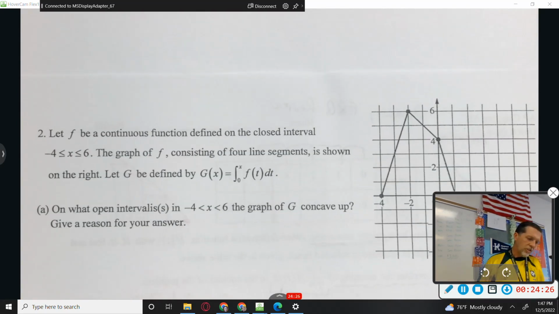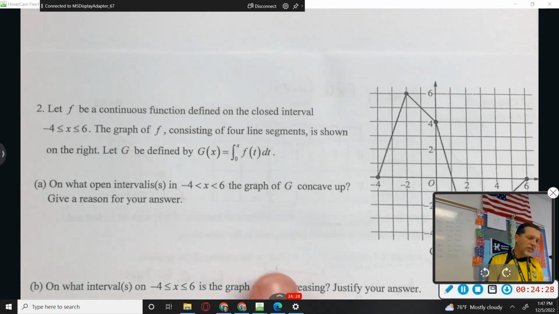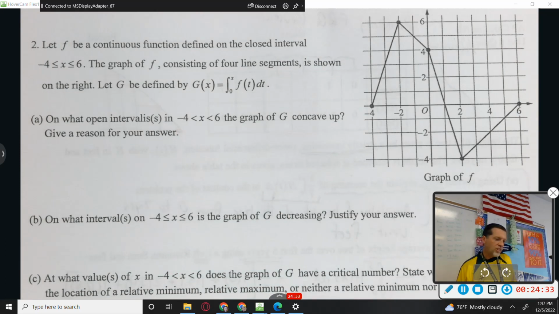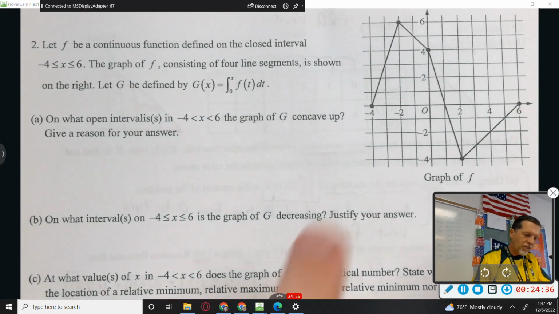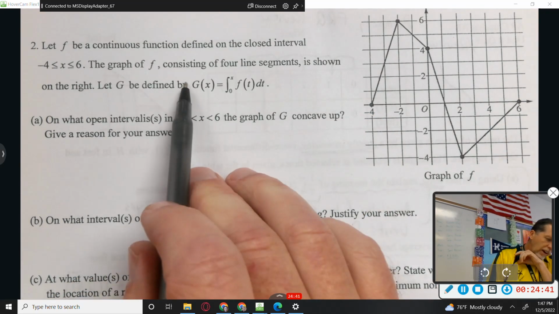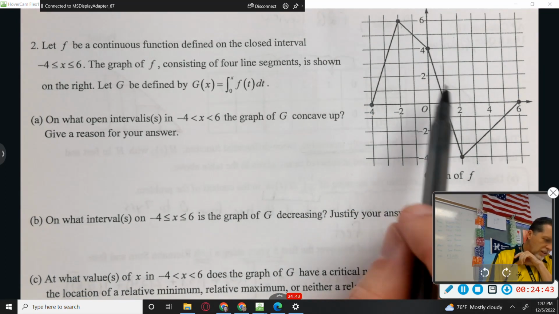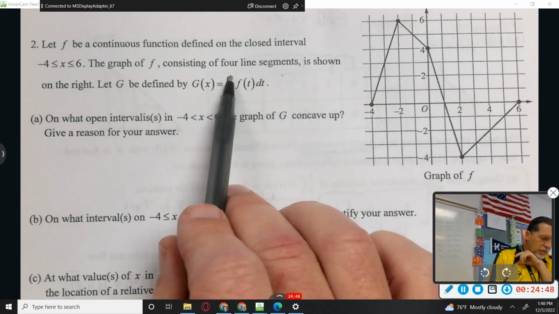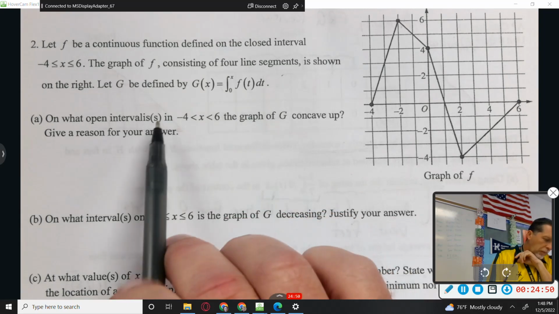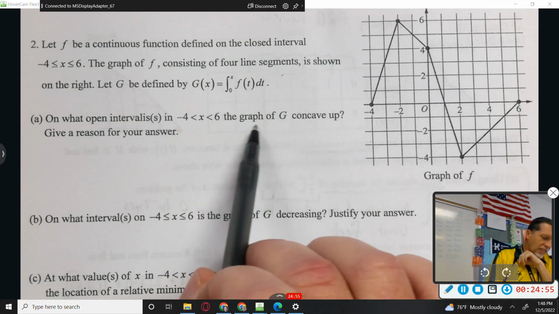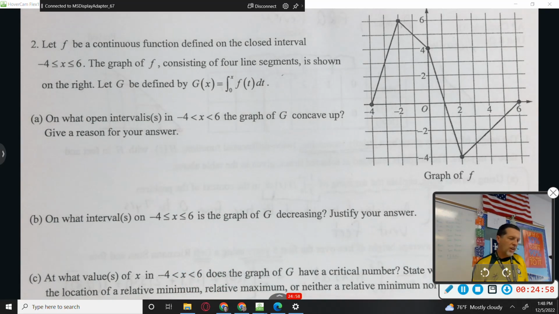A is the next one. Number 2. Let f be a continuous function defined on the closed interval -4 to 6, and we've got a graph from -4 to 6. The graph of f, consisting of 4 line segments, is shown on the right. Let g be defined as the integral from 0 to x of f of t. On what open intervals within -4 to 6 is the graph of g concave up? Give a reason for your answer.